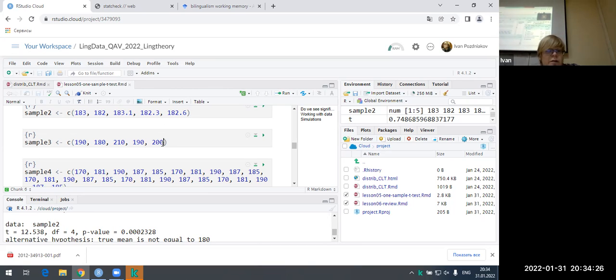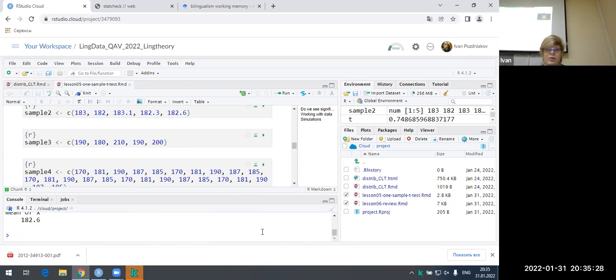Okay, so what do you think here? Will it be significant or not for sample three? Any ideas? Just try to look at the numbers before you test, because I'm not sure actually. What I think here is that almost all values except for 180 are larger than our hypothetical population mean, but the standard deviation is quite big. So maybe it's quite probable. I'm not sure whether it will be significant, but I guess it will not be significant. Please conduct the test by yourself and let's see what happens.